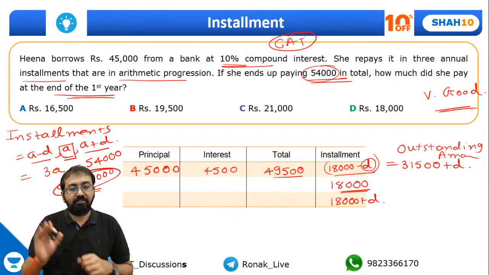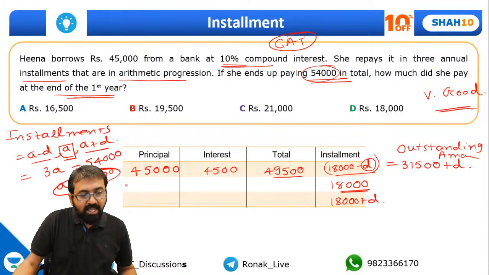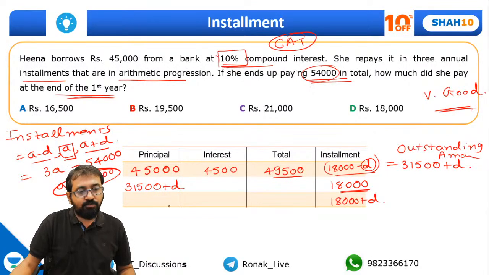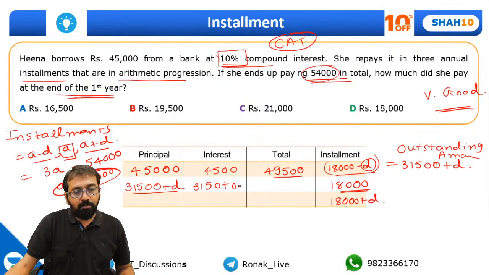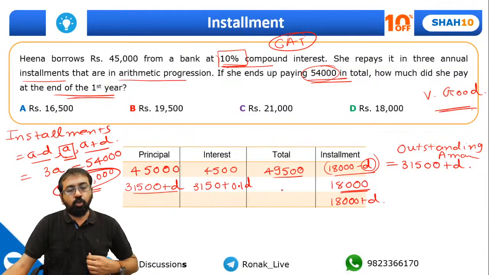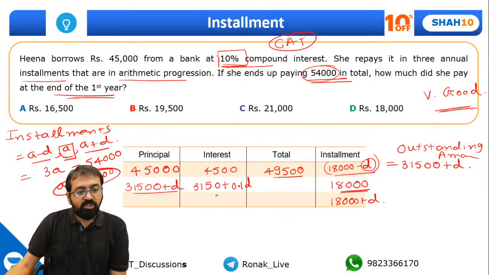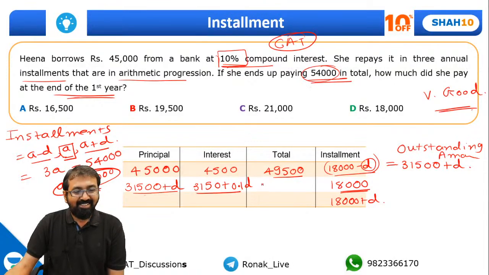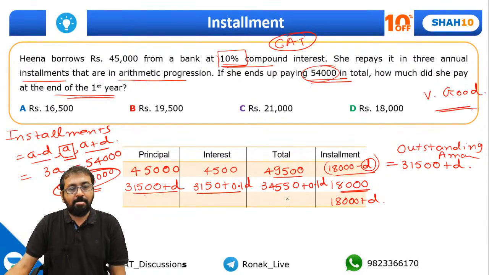Correct, everyone? Okay, so now my outstanding principal is 31,500 plus D. So I'll calculate 10% interest for second year on this one. So it will come out to be 3150 plus 0.1 D. So what will be the total outstanding? So total outstanding will be this plus this one. So it will come out to be what? 34,650 plus 0.1 D. Correct?